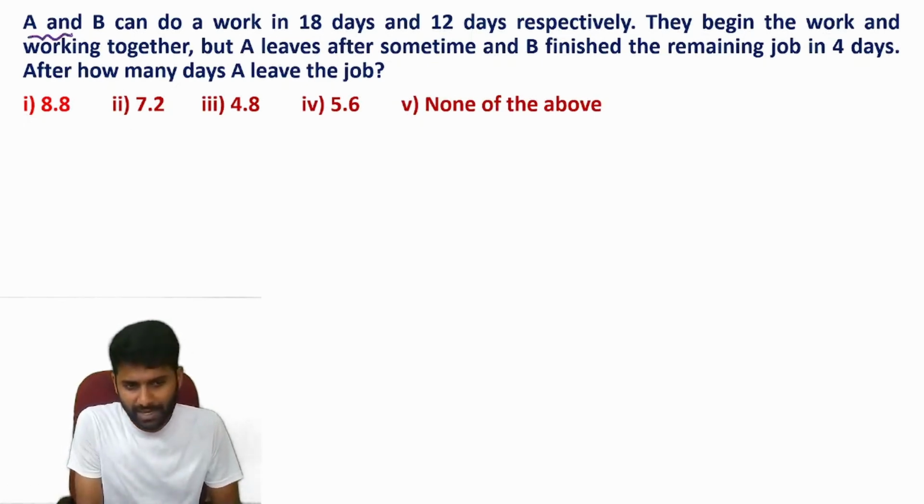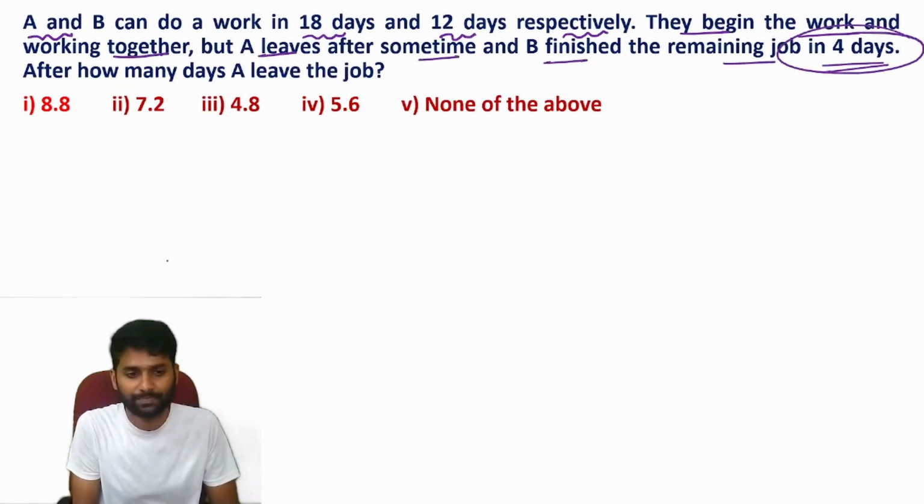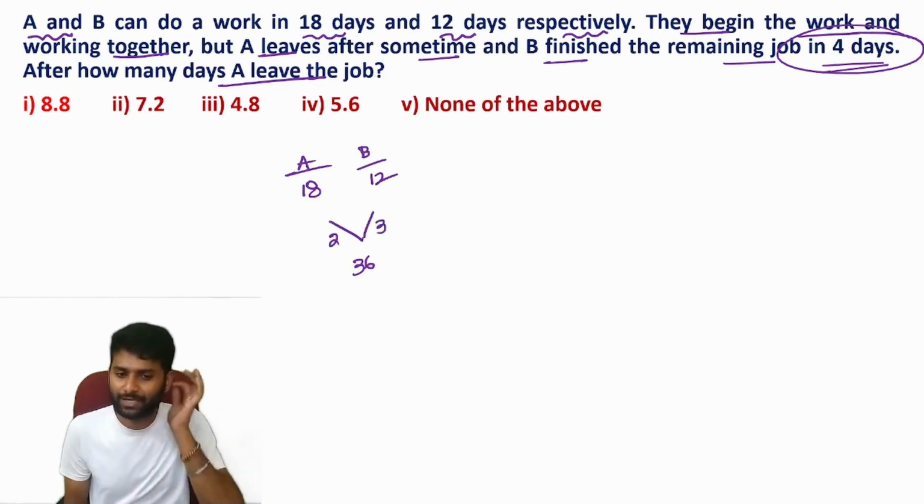Now see, A and B can do a work in 18 days and 12 days respectively. They begin the work and work together, and A leaves after some time. B finishes the remaining job in 4 days. After how many days does A leave the job? A takes 18 days, B takes 12 days. Total work 36 units, A efficiency 2 units, B efficiency 3 units.